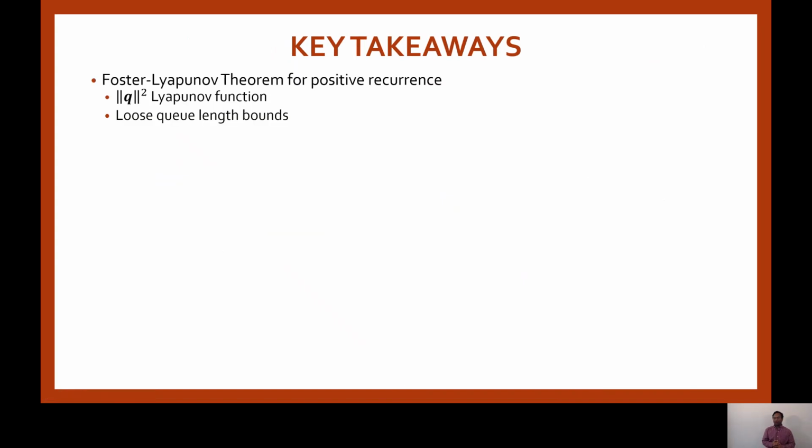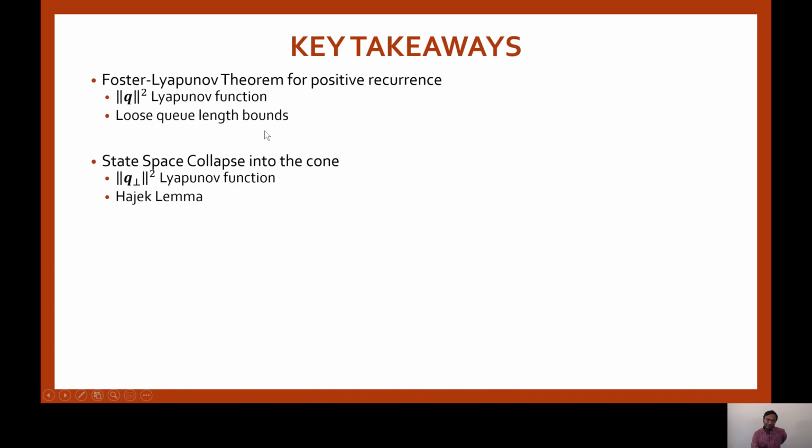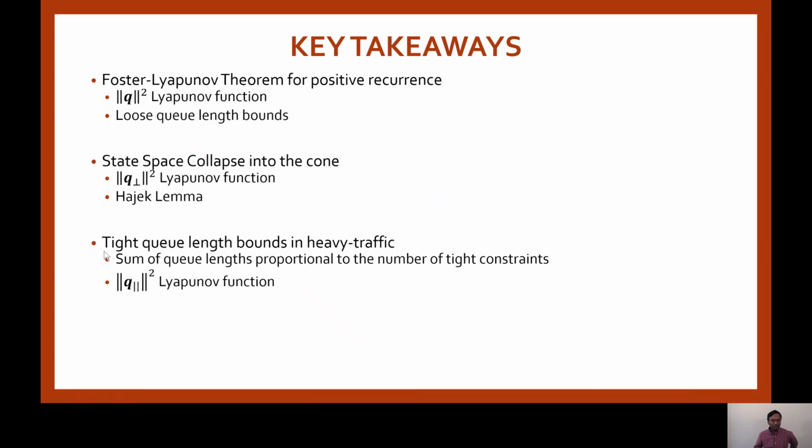So the key takeaways so far are that the first step is to establish positive recurrence, stability, and throughput optimality within the capacity region, and we do this using the Foster-Lyapunov theorem. The Lyapunov function we used was Q norm square, and using that we get loose Q-length bounds. But to get tight Q-length bounds, we ended up using Q parallel square as the Lyapunov function. To work with this, we had to establish state space collapse, and to do that, we in turn used Q perp square as the Lyapunov function.